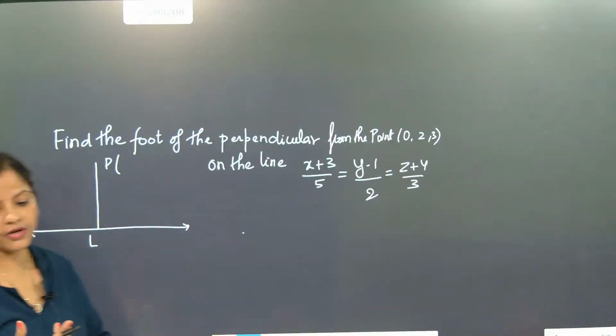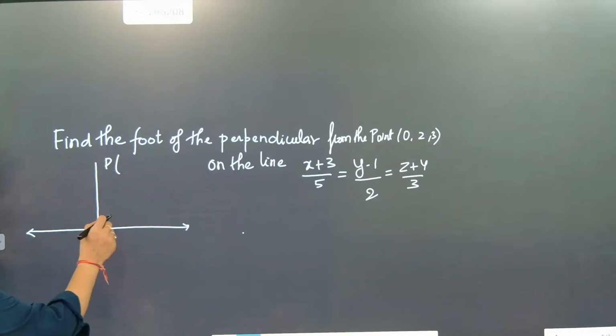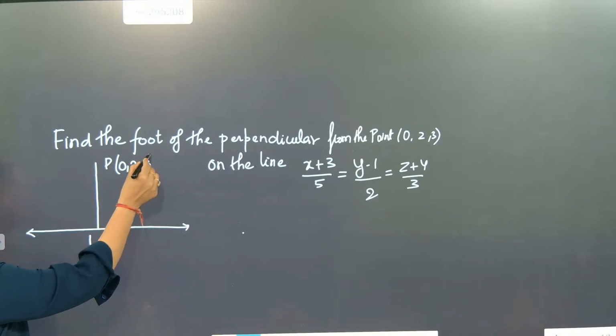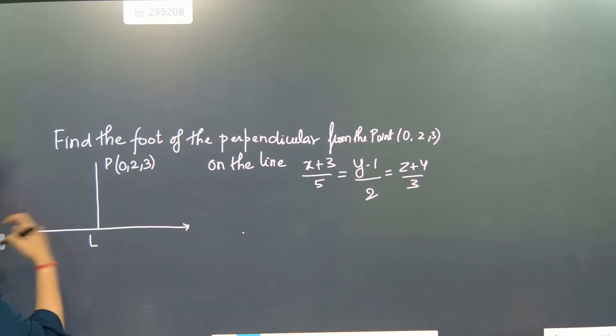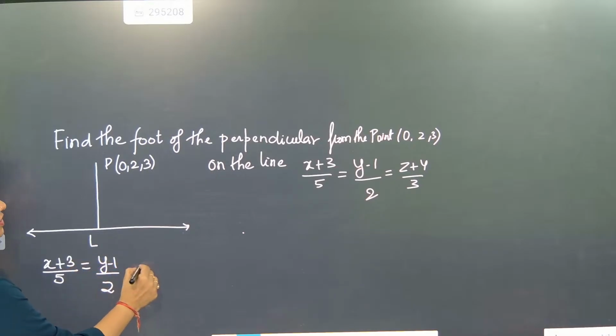The school informed that 3D is there in the syllabus. Okay. Now look at it. So what is the point given to you? It is given as 0, comma 2, comma 3. Understood? Now beta, what is the equation of the line given? The equation of this line is given as (x plus 3) by 5 equal to (y minus 1) by 2 equal to (z plus 4) by 3.